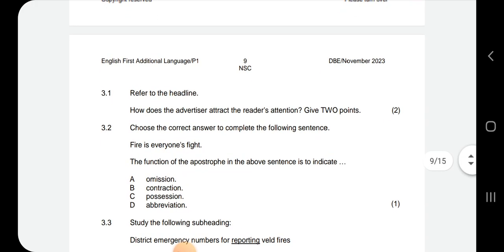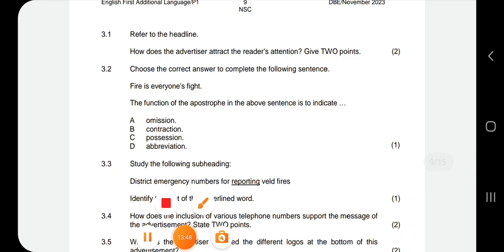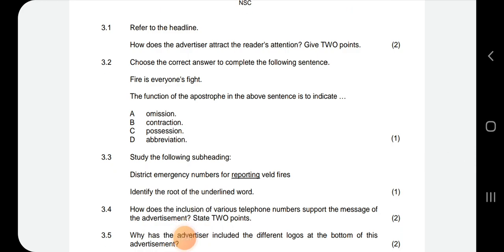And then 2.3 says, choose the correct answer to complete the following sentence. Fire is everyone's fight. So the function of the apostrophe in the above sentence is to indicate what? So that is to indicate possession. Okay, yes, that apostrophe is for possession. So study the following subheading. District emergency number for reporting field fires. Identify the root it comes from. Report.